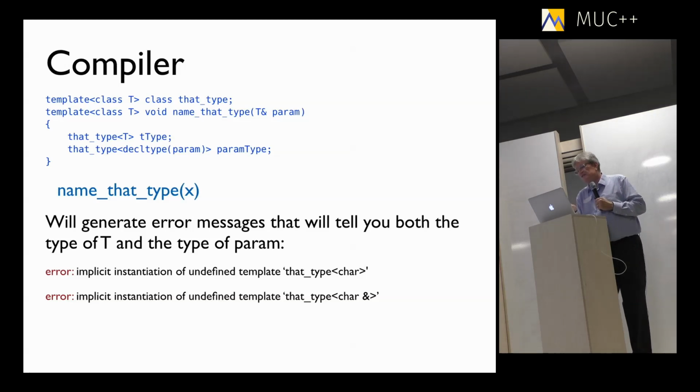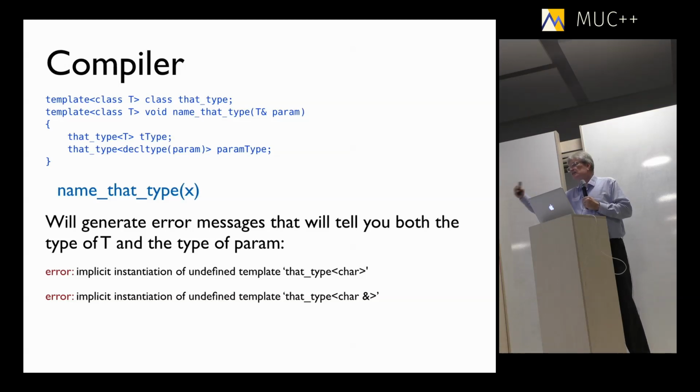So we've created this primary template type called that type, which is a forward declaration. We don't actually say what that is. And then we create this function called name that type, and internally, what it does is it creates a that type of the T parameter, and then it creates a that type of the decltype of the param. So it's telling us what the type is and what the param type is.